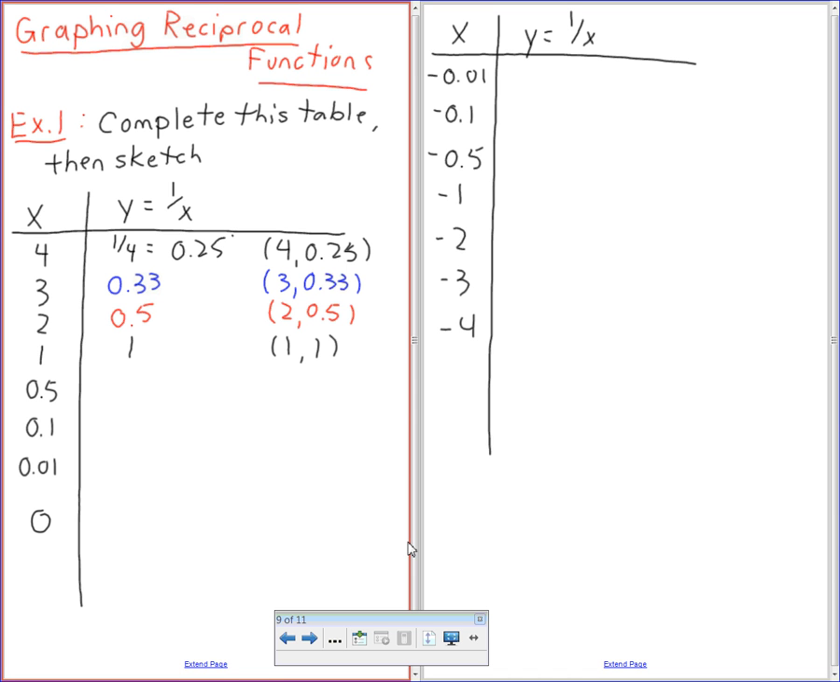Okay, here's where the action starts to pick up a little bit. When x equals 0.5, what is 1 over 0.5? 2, okay? 0.5, good. When x equals 0.1, what is 1 divided by 0.1, please? 10, okay? That's sort of weird. Okay, when x equals 0.01, what is y equal? 100. Cool.